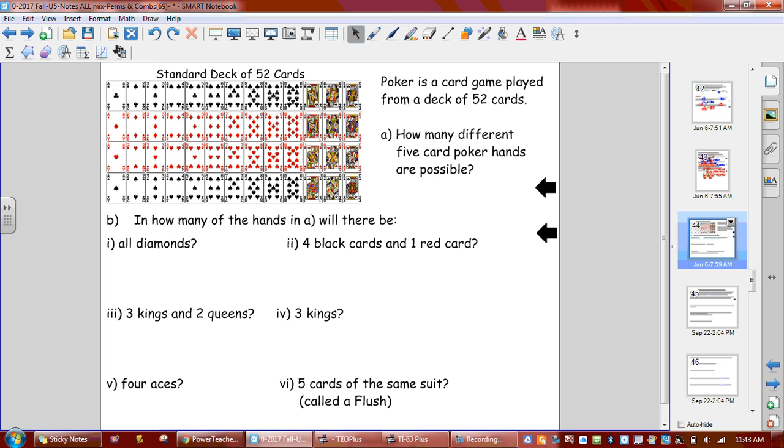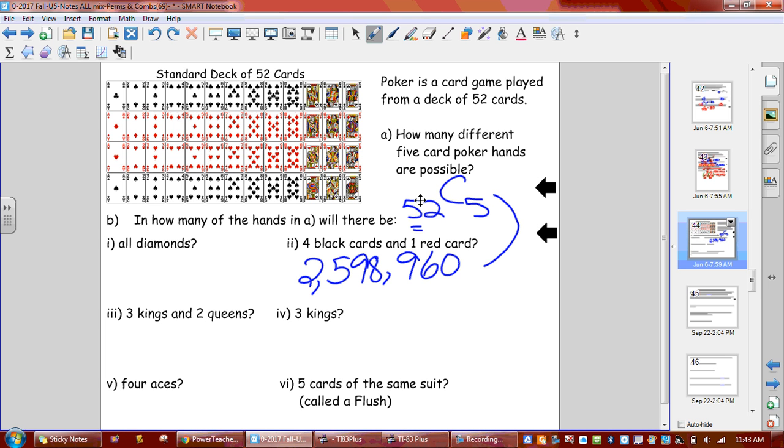Well, with no restrictions, 52 cards, we need to choose 5. That's what it would be, 52 choose 5. And it's big. It's almost 3 million. I'm just going to write it right here because it's big. 2,598,960. That's what 52 choose 5 is. So that's how many different 5-card poker hands you can have. There's 2.6 million different types of poker hands we can get.